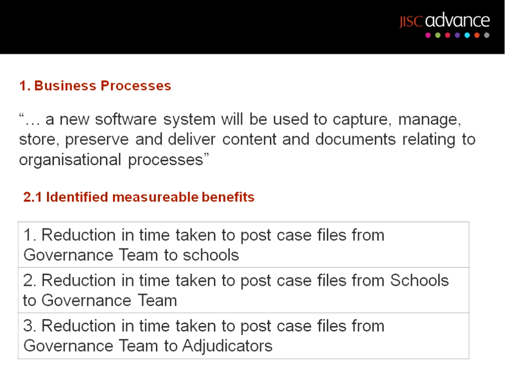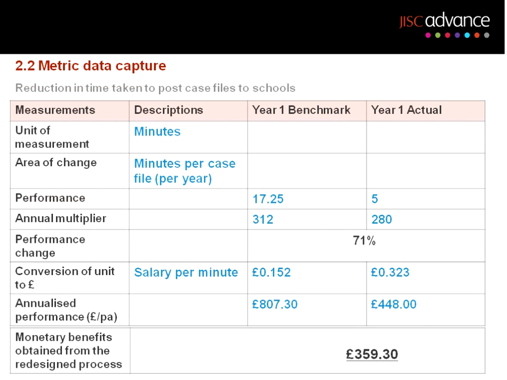So the process has been defined, and then I've listed three of the benefits that they wanted to measure. There were more in this instance, but these are the three that I've just chosen for illustration purposes. So they wanted to look at the reduction in time taken to post those case files from teams to schools, and vice versa from schools back to the governance team, and the reduction in time to post case files from governance teams to adjudicators. There were others involved looking at things like reduction in paper costs and storage costs, because they were no longer having to physically store lots of papers in one place prior to sending out, etc., freeing up office space. So the tool enables you to record those benefits that you want to measure.